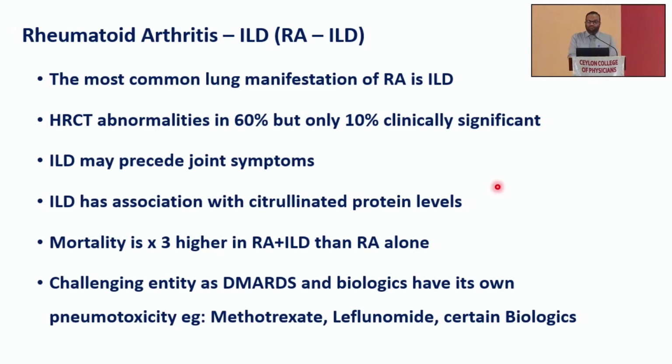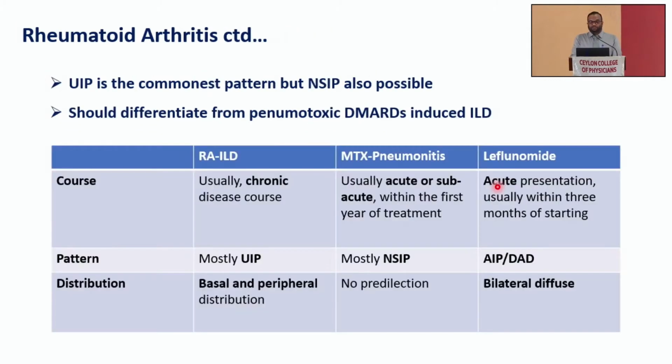And it is a challenging entity because disease-modifying antirheumatic drugs and sometimes biologics also have pneumotoxic effects. So we should be able to differentiate whether the ILD is due to the disease or the treatment. In rheumatoid arthritis, the most common HRCT pattern is UIP. And on differentiating RAILD from drug-induced ILD, I have mentioned here 2 commonly used drugs, methotrexate and leflunomide.